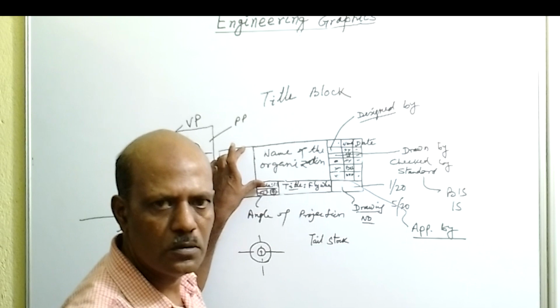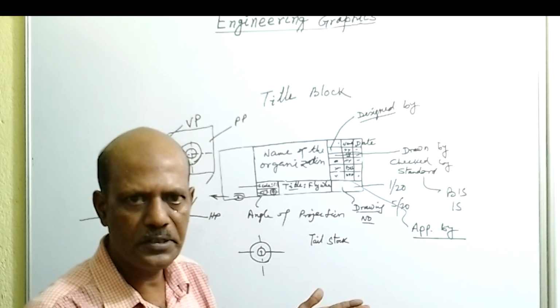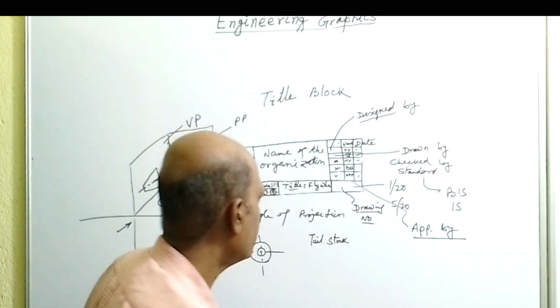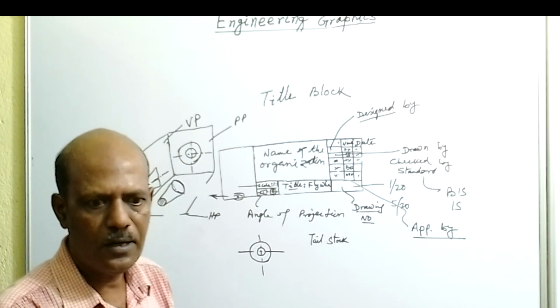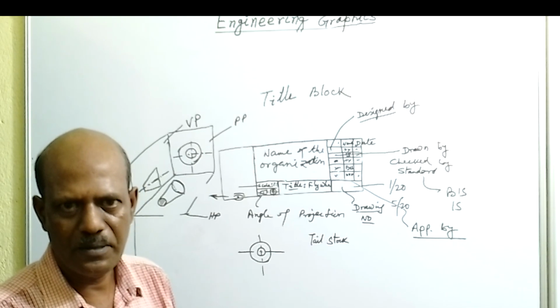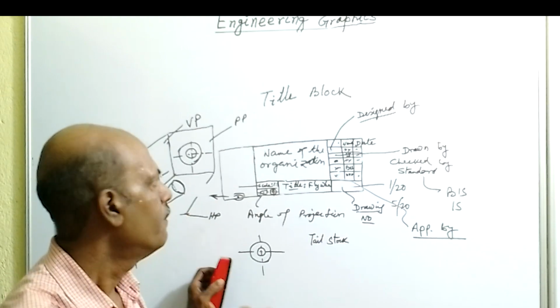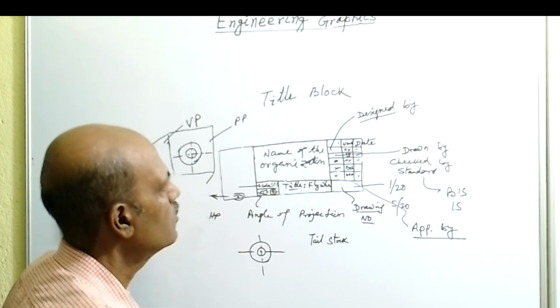This title block is available in all the sheets, meaning in every drawing sheet you have to make the title block separately. It is not that in one sheet we have drawn the title block and in another sheet we don't require it, but in every sheet all the information will be supplied in the title block.